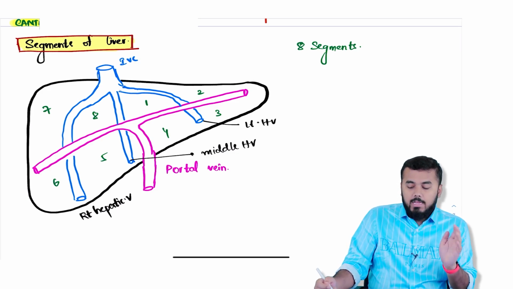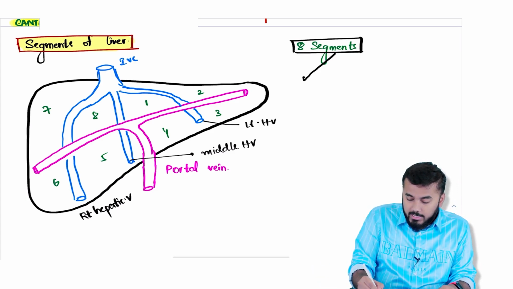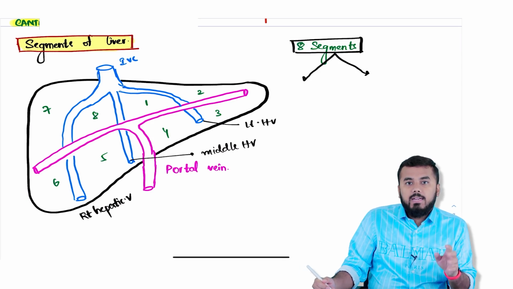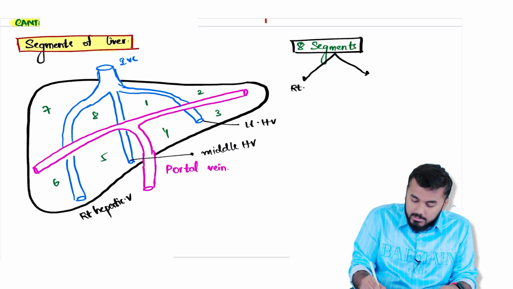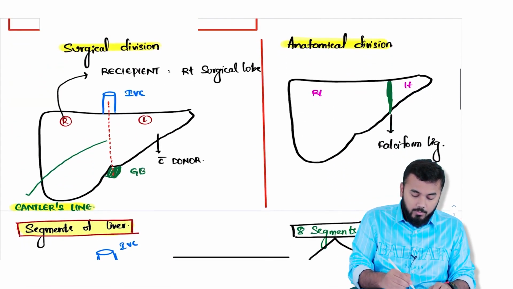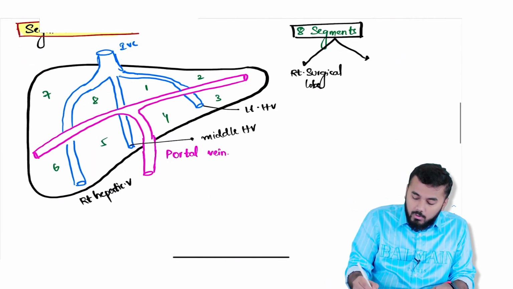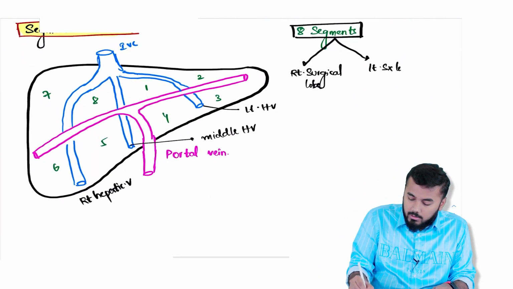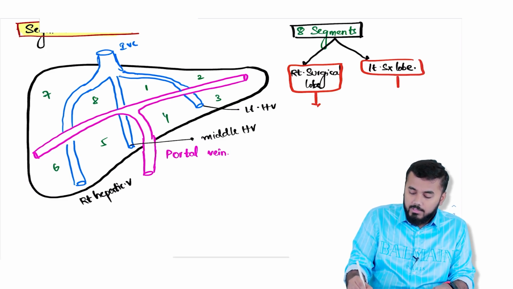Now, if I ask you, out of these 8 segments, how many segments are of the right surgical lobe and how many segments are of the left surgical lobe? For example, how many segments make up the right surgical lobe? In the starting I told you there are 2 lobes, isn't it? This is called the right surgical lobe, this one, and this is called the left surgical lobe, right? So in this right surgical lobe, how many segments actually fit?